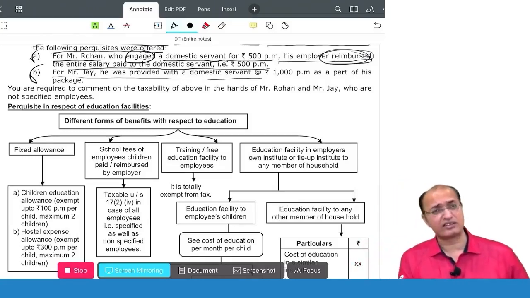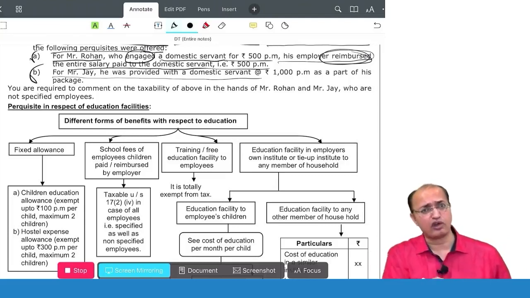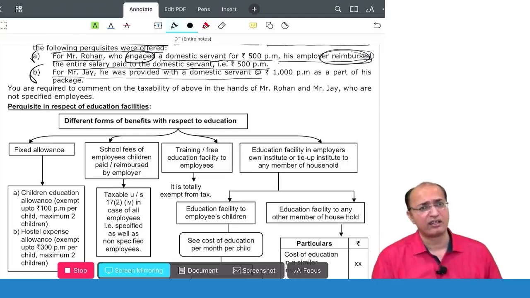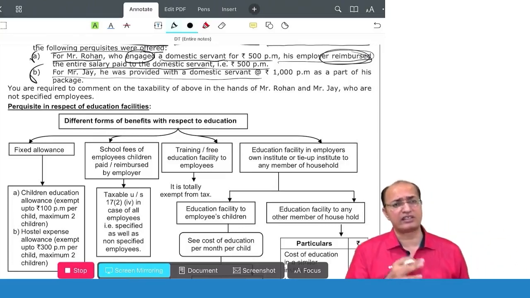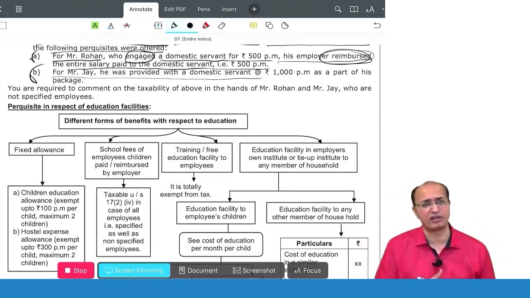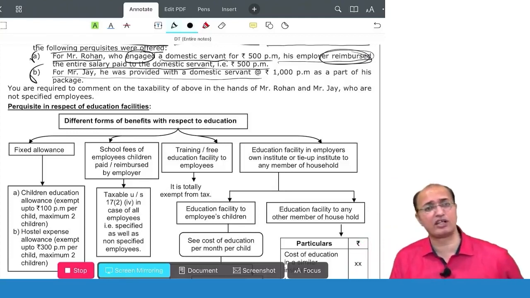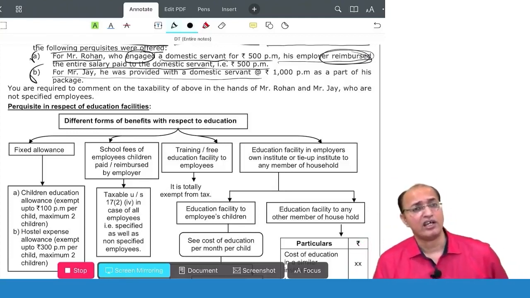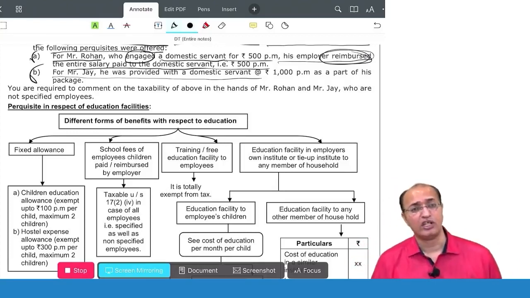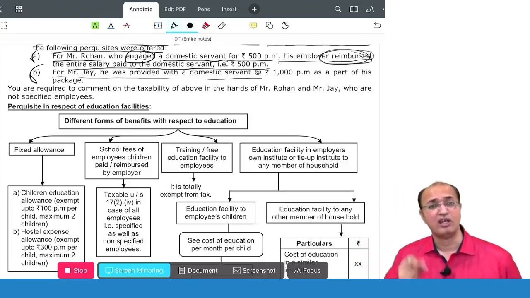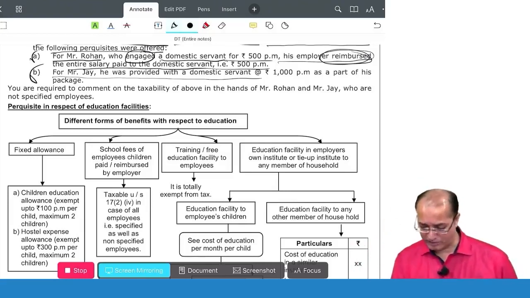If this servant is appointed by the employer, whose obligation is it to pay the servant's salary? Employer's obligation. Definitely the employer will pay. In this case, the employee is just enjoying the benefit. In that case, we say it is covered by 17(2) clause 3. It will become taxable only if Mr. J is a specified employee. If Mr. J is a non-specified employee, this will not become taxable.